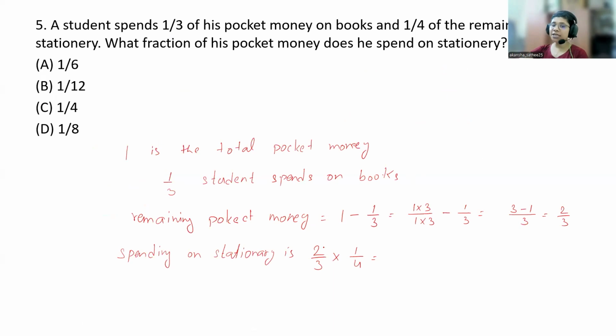So how much remainder does he have? One third he has already spent on books. So he now has 2 by 3, which means 1 minus 1 by 3, and now 2 third of 1 fourth he is spending on stationery. So that is 2 third into 1 by 4.